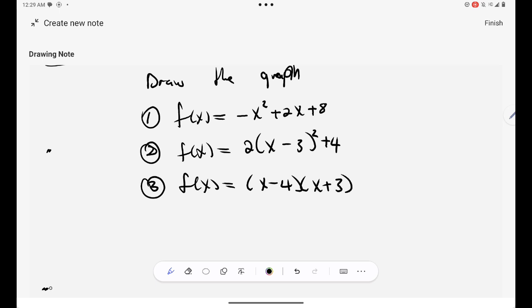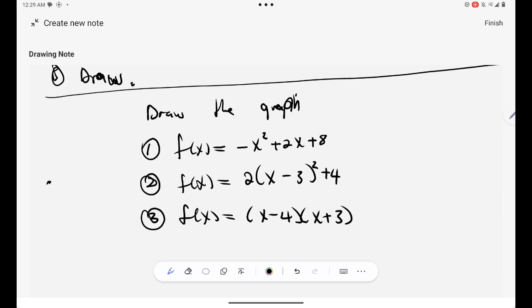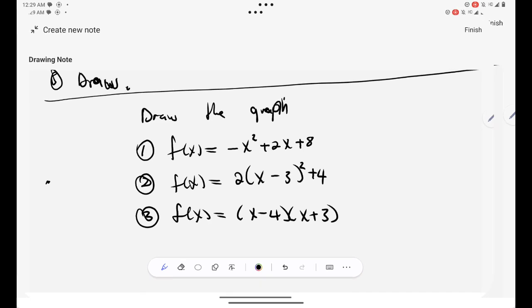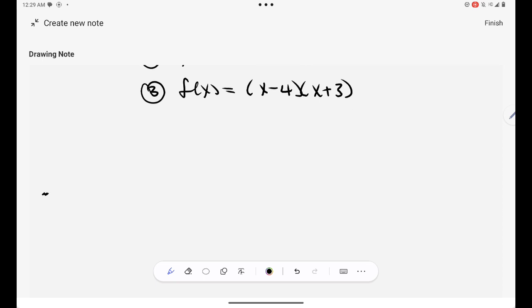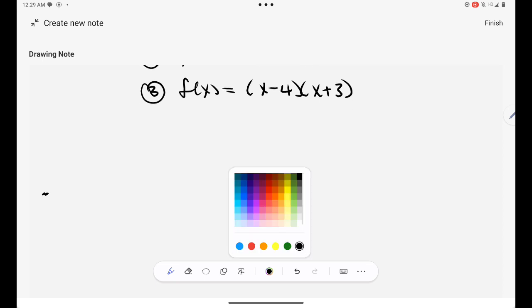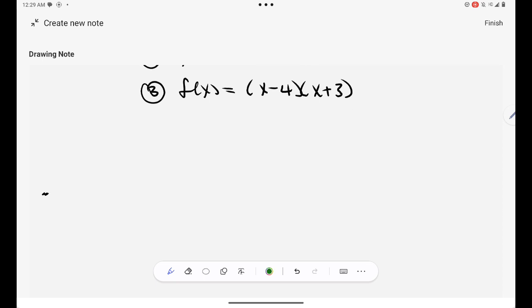Okay, you can take a screenshot, guys, like me. Let me do this in green.